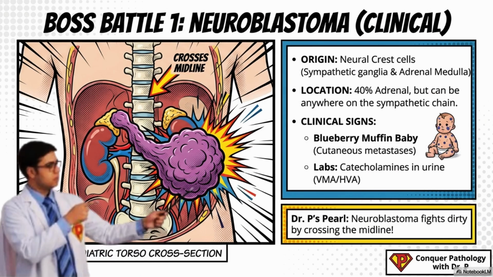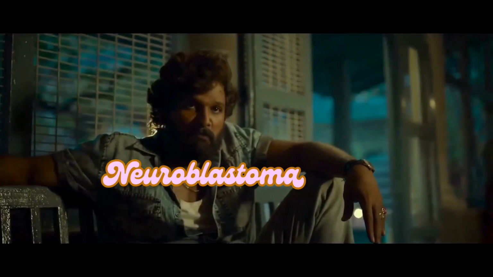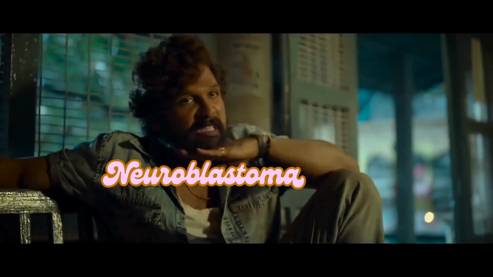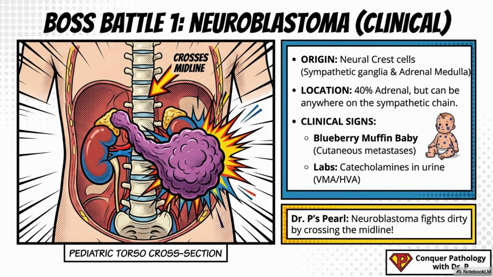Look at the diagram. Neuroblastoma doesn't respect boundaries. It sees the midline and says, Pushparaj, main jhukega nahi saala. Neuroblastoma fights dirty by crossing the midline. This is a massive clue.